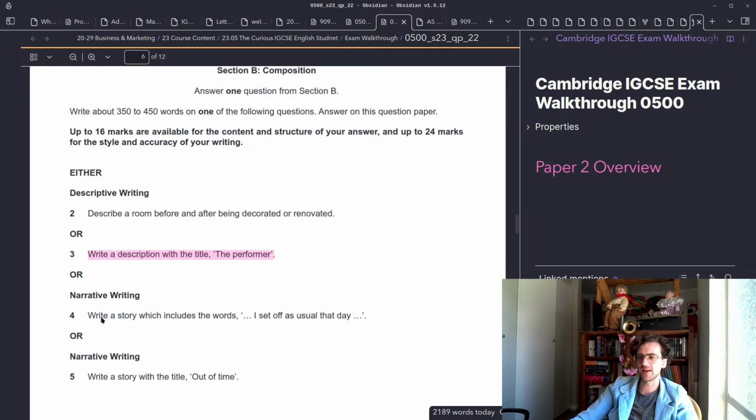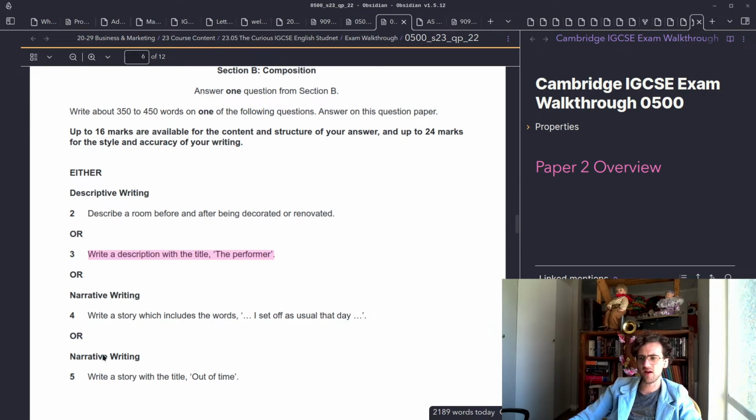Now, narrative writing: you need to write a story which includes the words, I set off as usual that day. Oh my gosh, you could make this hilarious, or you could make it a horror. This is a very broad thing that you could really do anything with. I set off as usual that day just needs to be somewhere, and you have to make sure that it includes that. I would also recommend that you don't just include it, but you build the story around it so that you have some kind of focus to what you're saying.